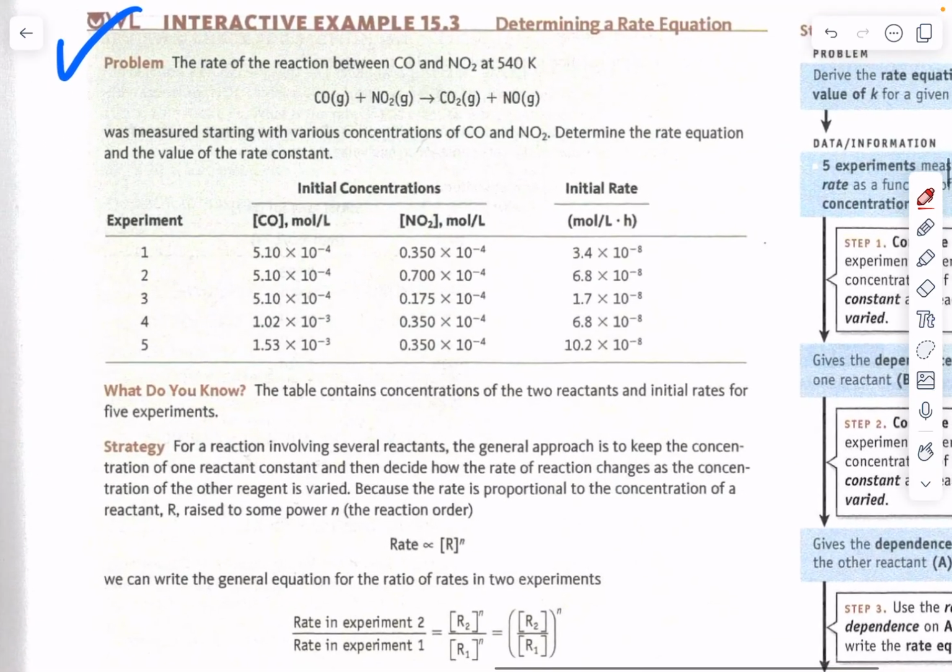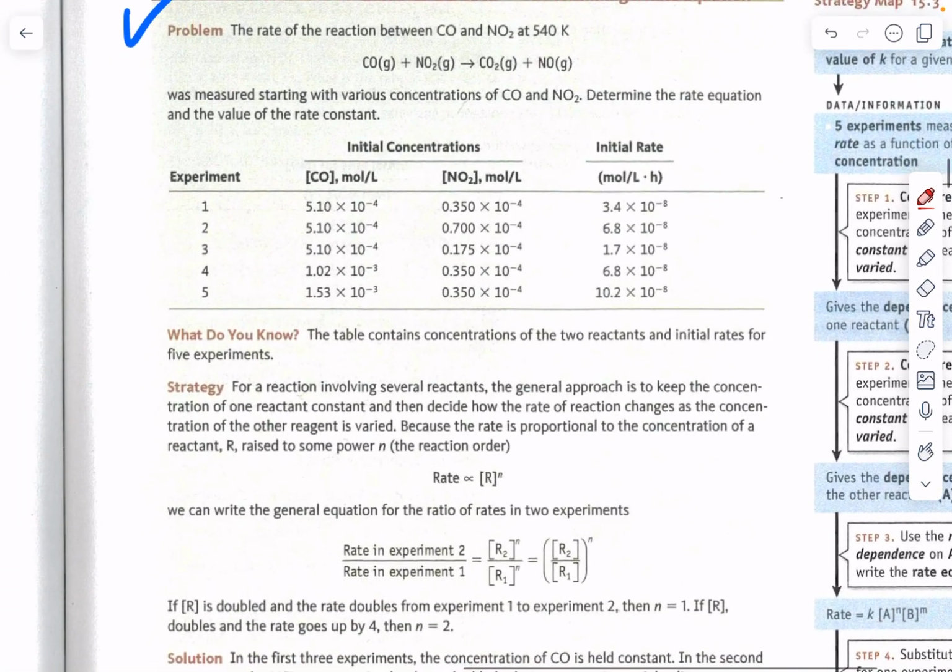Here's another experiment we can do. We have lots of options here. And when we look at holding something constant, here's where we're holding the carbon monoxide concentration constant. We're doubling the nitrogen dioxide. It doubles this, so we know that doubling the molarity doubles the rate, so it's going to be first order with respect to nitrogen dioxide. We could check that in some other places as well.